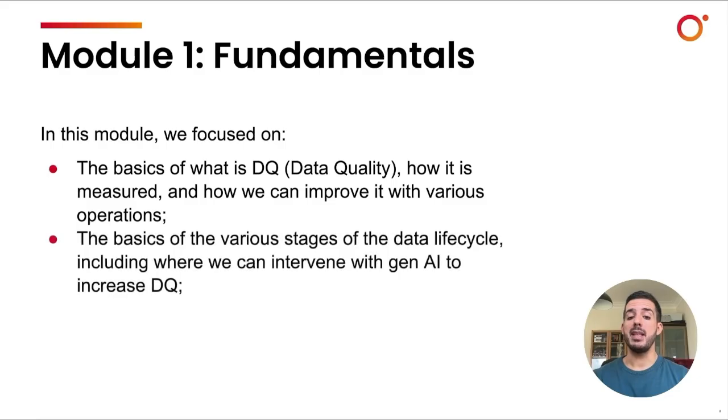Or, for example, the basics of the various stages of the data lifecycle, from the moment that they are created or ingested to the moment that they are destroyed, as well as how we can intervene with generative AI to increase data quality at various levels, and hopefully with automated pipelines. For example, automatically detecting new data, automatically detecting errors, fixing those errors, and outputting the corrected data set.